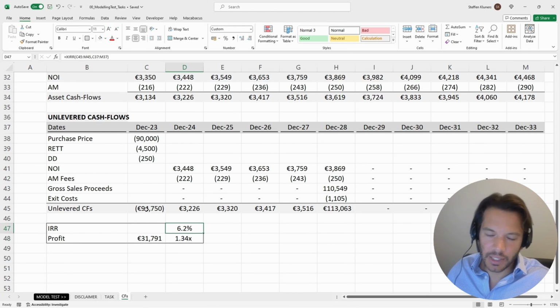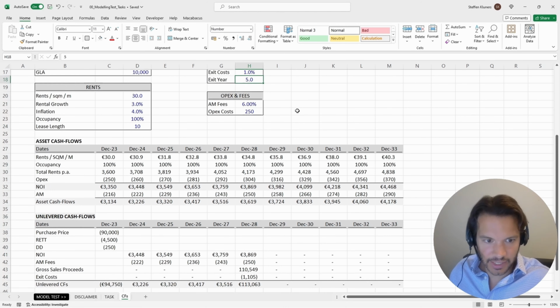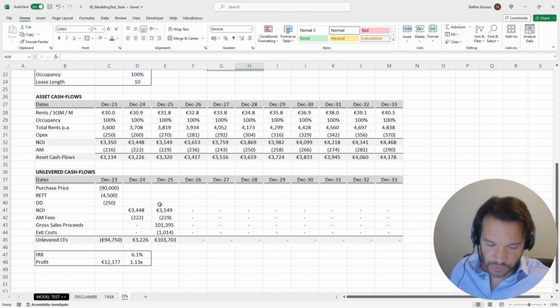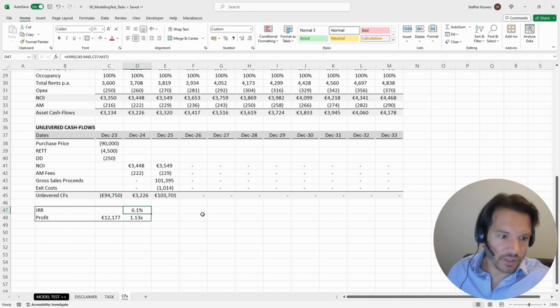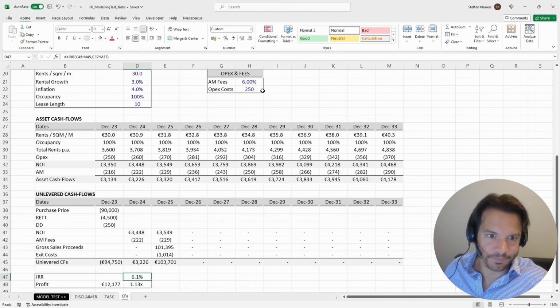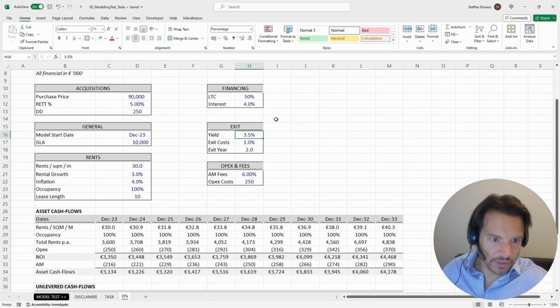Now you can also see what happens to your returns when you change the exit date. So let's change the exit year to 2. Now you can see, number one, your cash flows updated, but your returns also changed a little bit. Your IRR didn't change that much, but your MOIC went down, and so did your profit. So you can see how your returns change over time. Okay, let's change the exit year back to year 5. And now this updated again.